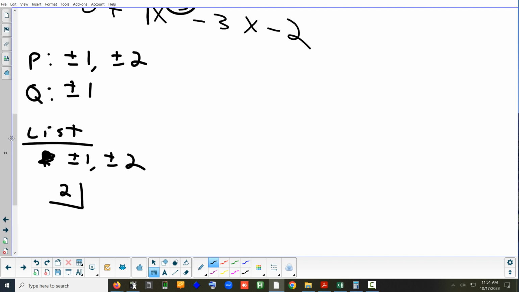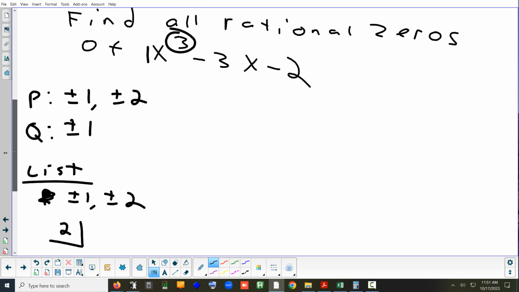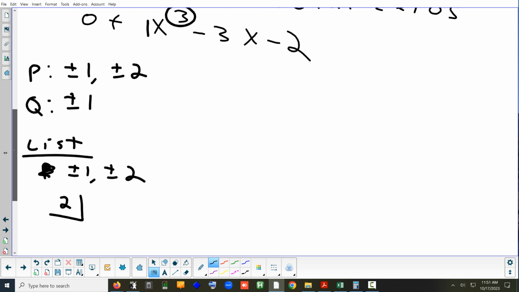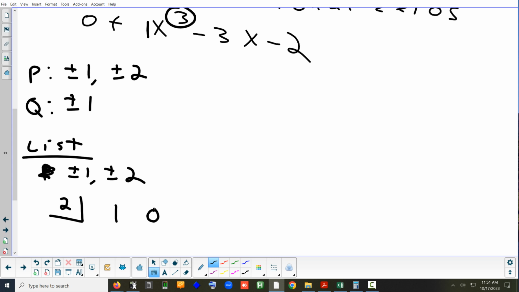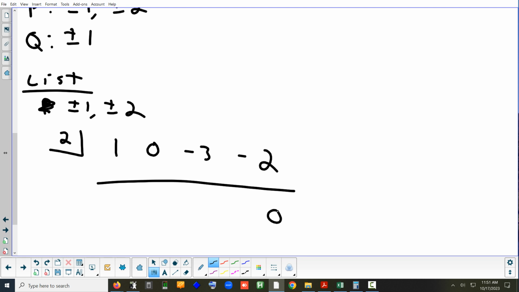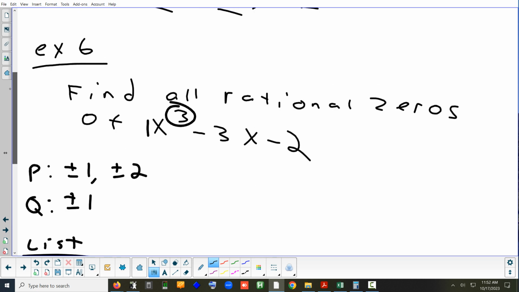Okay, so we're going to try 2 because we checked it, we know it's going to work. And then what would be the numbers on the inside? 1, 0, -3, -2. We already know we're going to get a 0 for the remainder. If we don't, we did something wrong with the synthetic division. Bring down the 1. What's 2 times 1? 2. And then 0 plus 2, 2. 2 times 2? 4. Plus -3? 1. And what's 2 times 1? 2. And -2 plus 2? 0. There we go. So now we can start making a list of rational zeros.